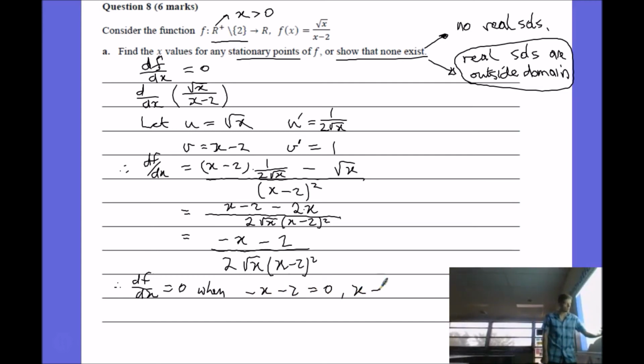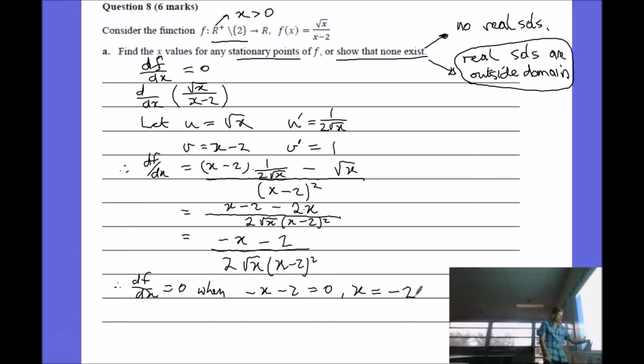Well, that's when x is equal to negative 2. Okay, so there's our stationary point. However, this is where we've got to check it against the domain. When we have a look at the domain, it says it's got to be greater than 0, or that's defined for our function. So it's outside the domain.